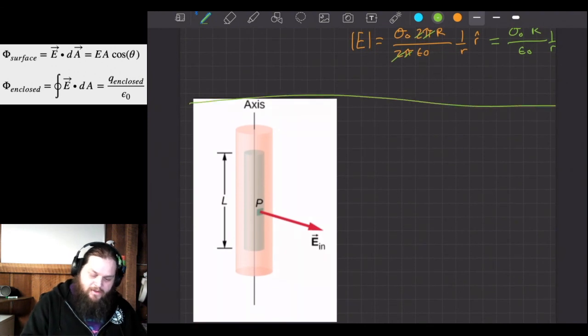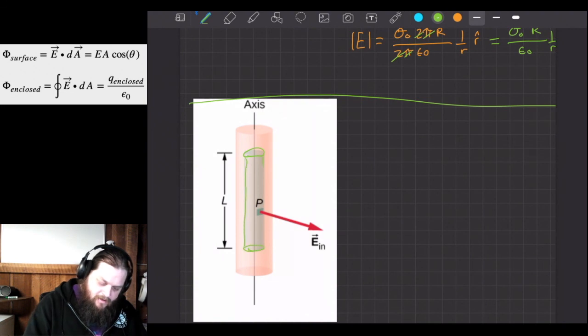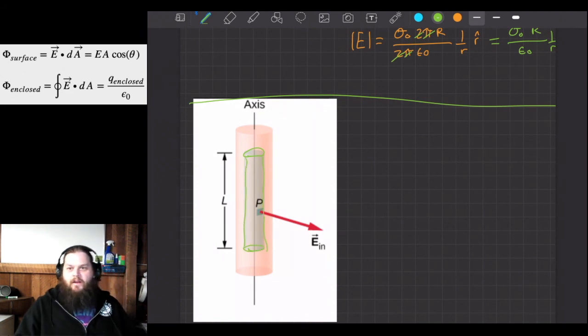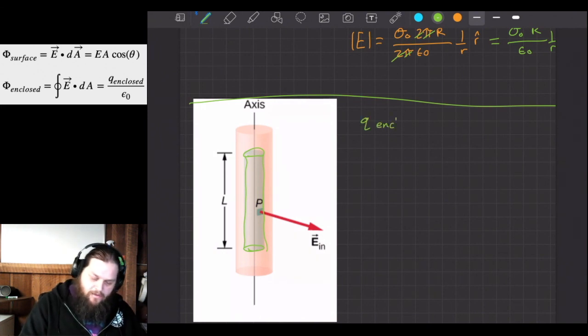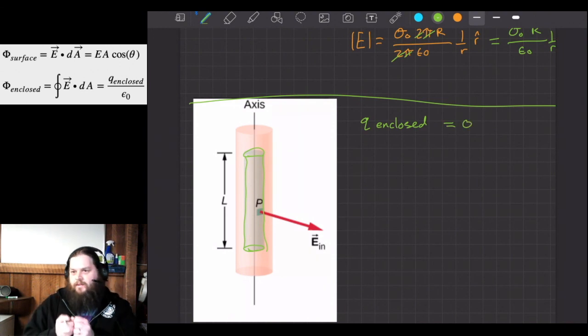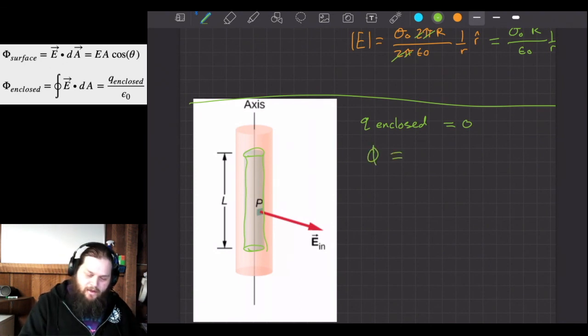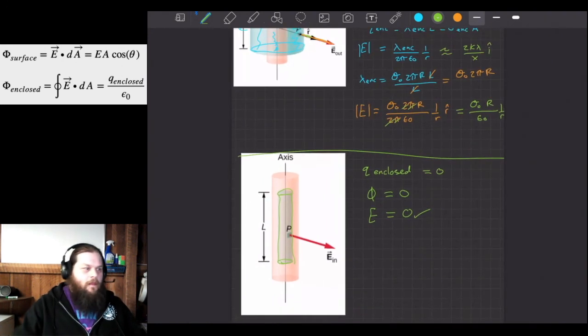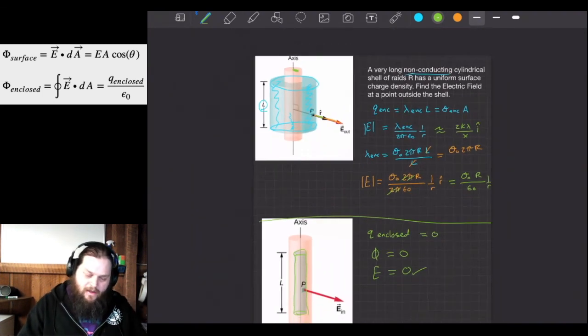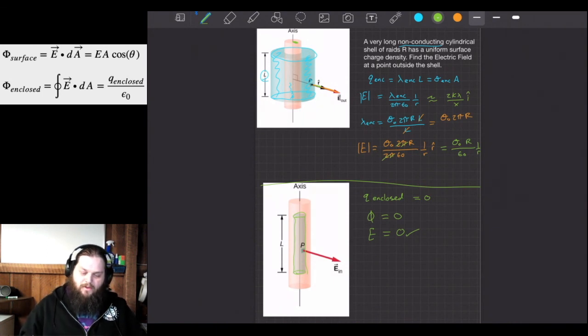Looking at a different Gaussian surface, this one is actually inside that wire, notice. Once we get inside that wire, we look at the charge enclosed. It's going to be equal to 0. So anything inside that wire has no charge to it, so the flux is going to equal 0. Therefore, the electric field is going to equal 0 as well. It's a pretty good use of Gauss's law, and it's a way to determine the electric field in a much easier manner.